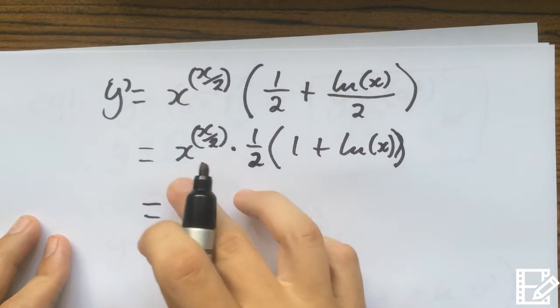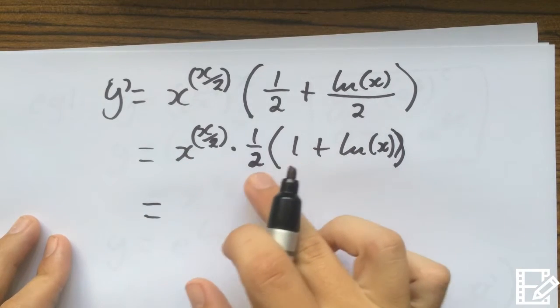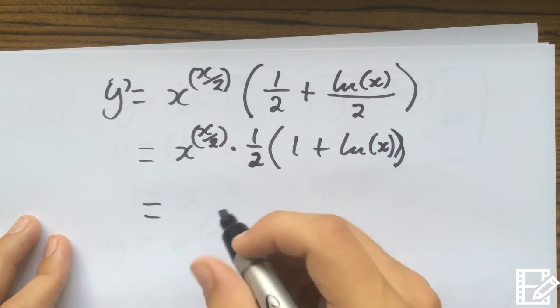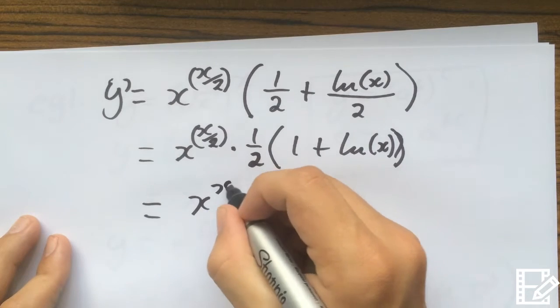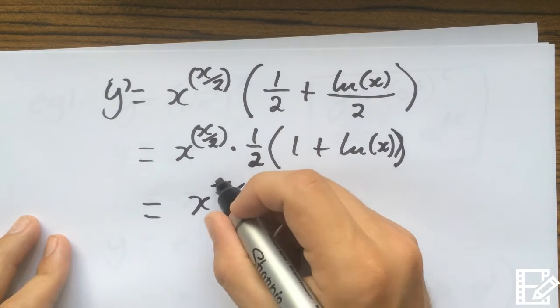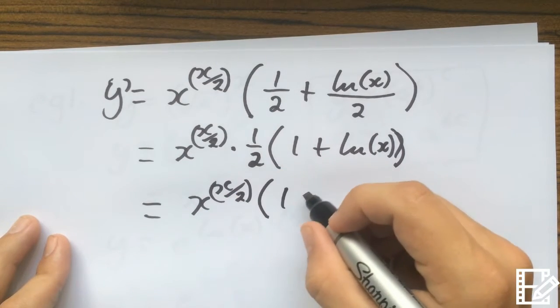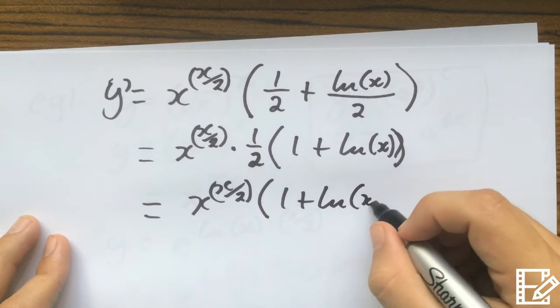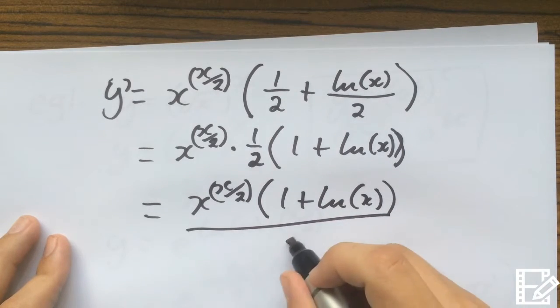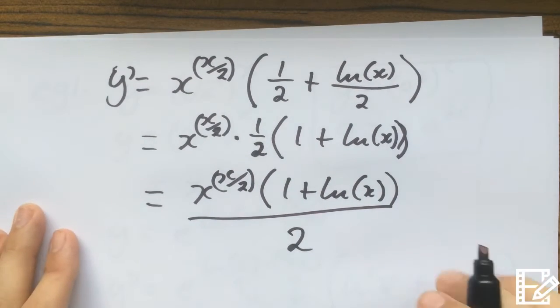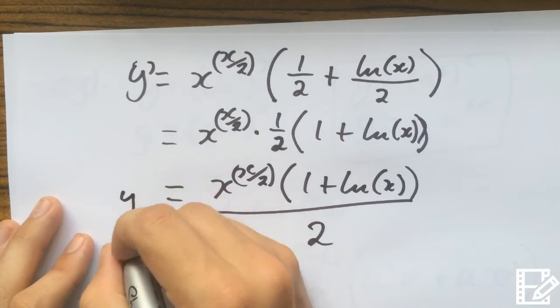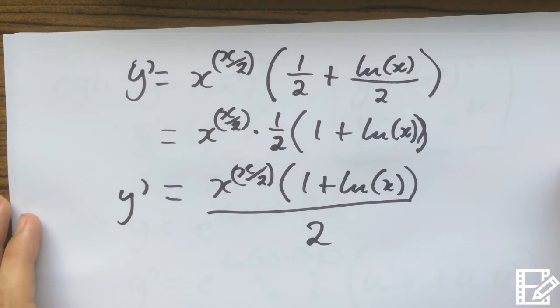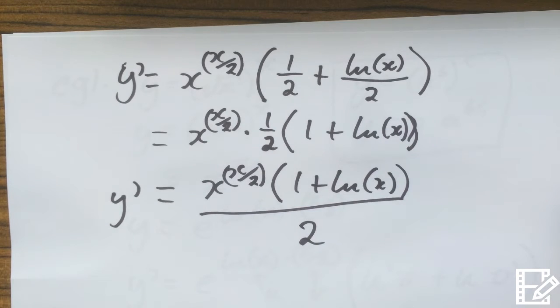So what I'm going to do now is multiply this and this on top of the fraction. Therefore, we're going to get that. And that there is the derivative of square root of x to the power of x. Okay.